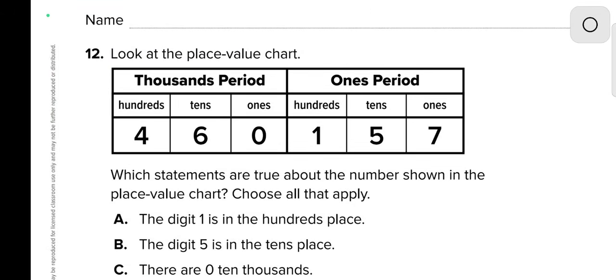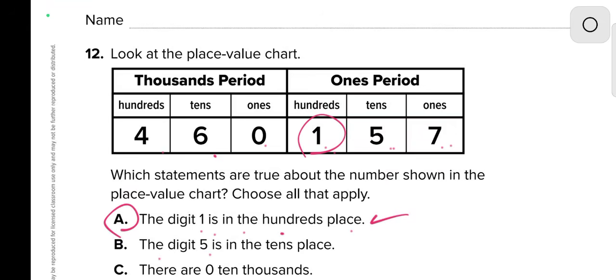Okay, if we need to read this number, it's 460,155. Which sentences here are true? The digit 1 is in the hundreds place. Where is the hundreds place? Ones, tens, hundreds. Yes, it's true.